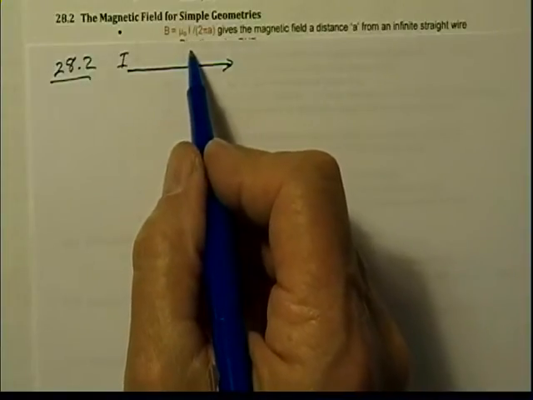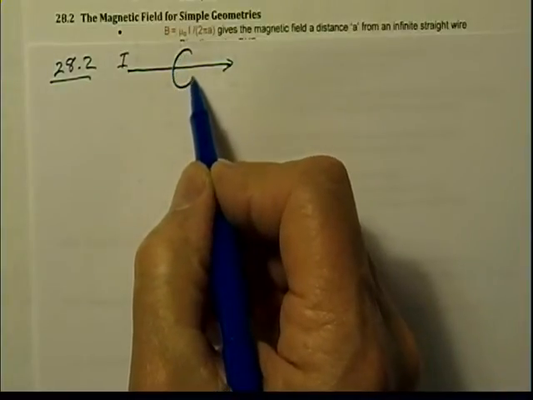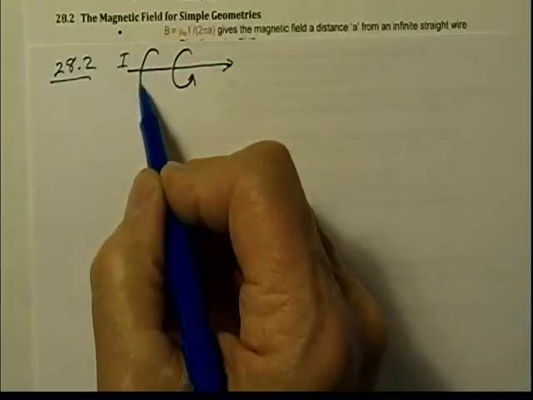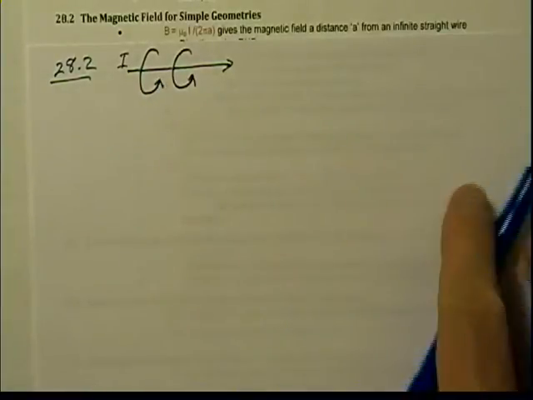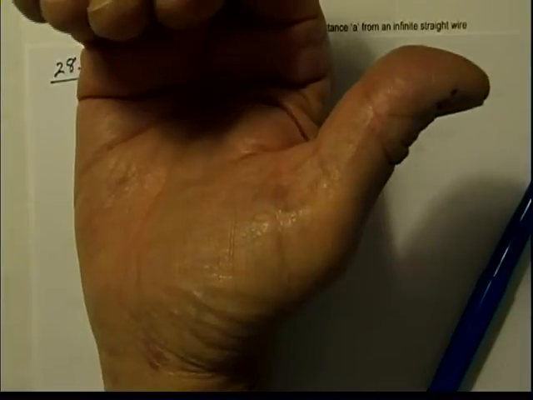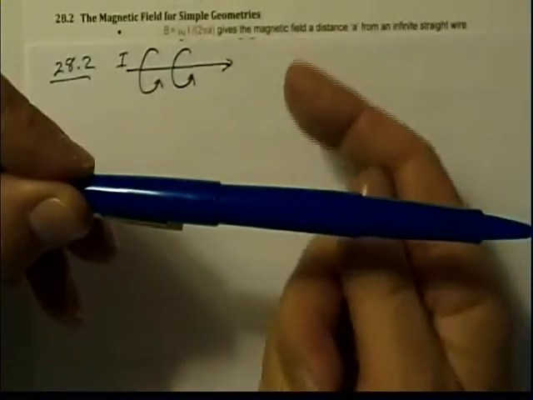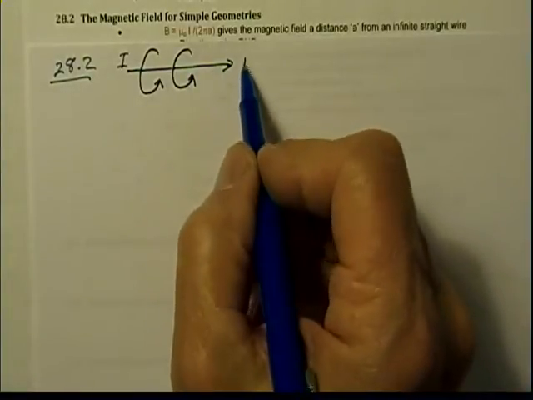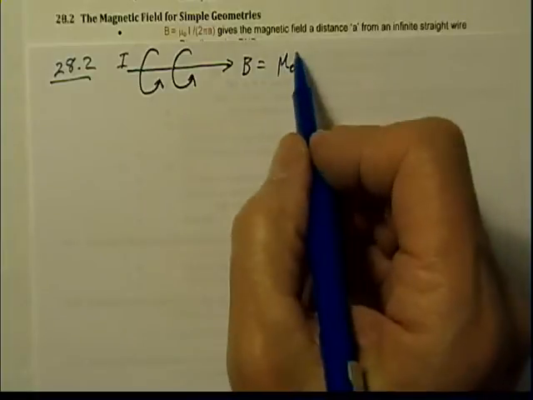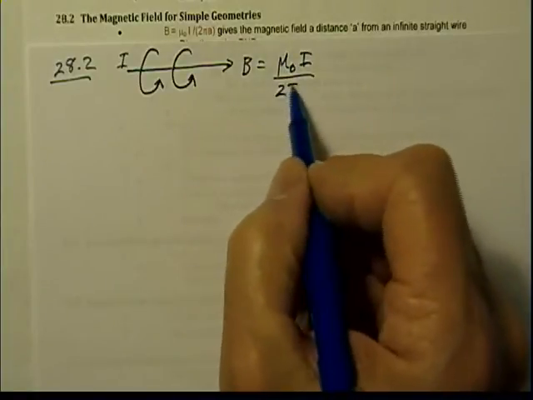The magnetic field goes around this wire in a circle, where your thumb goes in the direction of the current and your fingers go around the wire as if you're grasping it, exactly as the magnetic field would. So if this is the wire we're talking about, put your thumb in the direction of the current and your fingers go around just like the magnetic field would, under the wire and over the top. And the magnetic field is given by B is equal to mu naught I over 2 pi a.